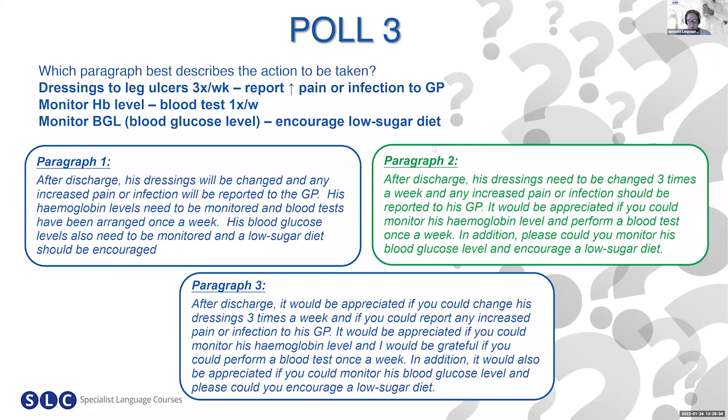So here we've got, after discharge, his dressings need to be changed 3 times a week. We've just put it like that, just reporting the future action, and any increased pain or infection should be reported to his GP. It would be appreciated if you could monitor his hemoglobin level and perform a blood test once a week. So you've joined together 2 related requests. In addition, please could you monitor his blood glucose level and encourage a low sugar diet. So here we've got lots and lots of requests, but I've not overdone it on the request phrases. So find the right balance.